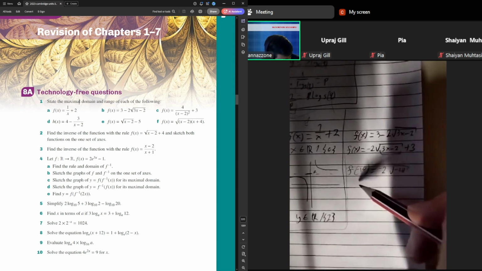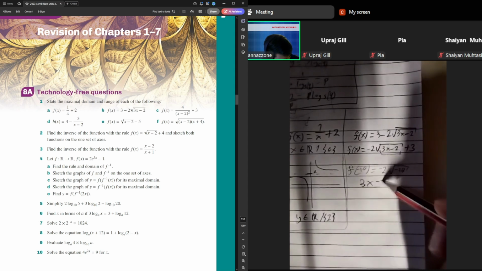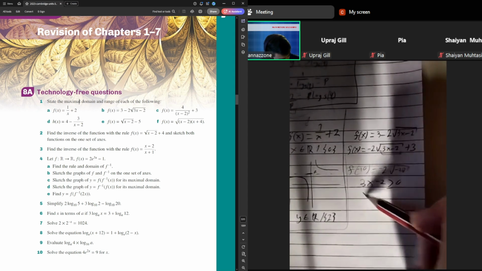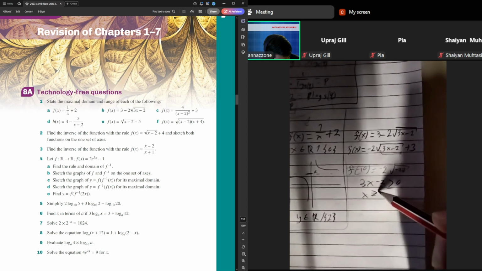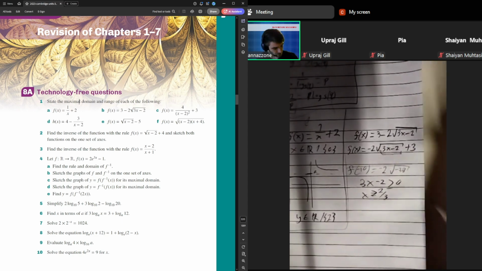That's the bulletproof way of doing it. So 3x minus 2 is greater than or equal to 0, so x is greater than or equal to 2/3.